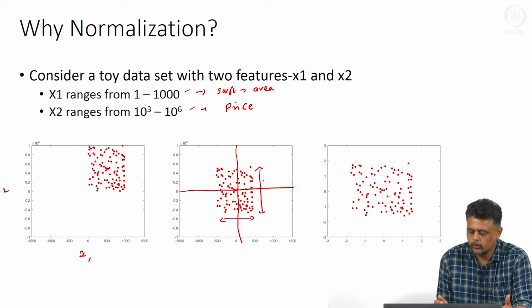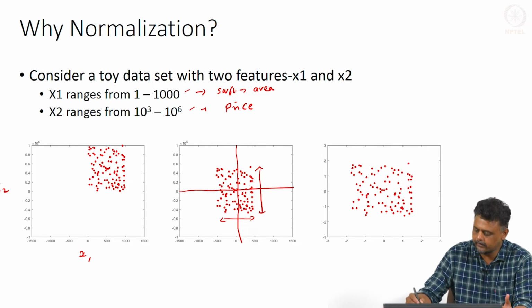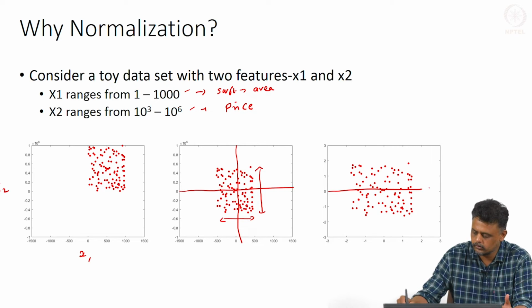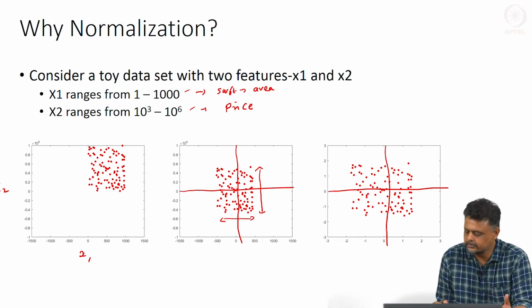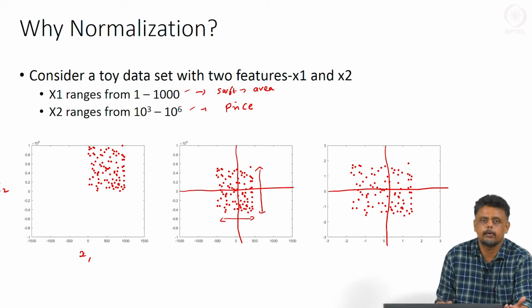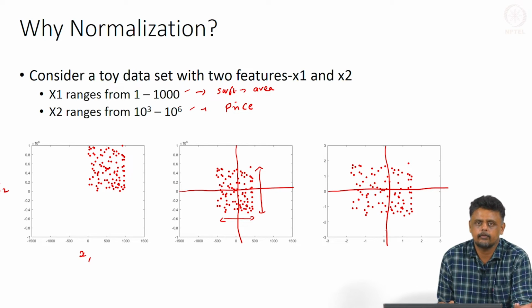If we actually divide by the standard deviation for each one of them, you can see that their ranges are similar, about minus 2 to 2 for both the x 1 and x 2 parameters. This is after we divide by the standard deviation.